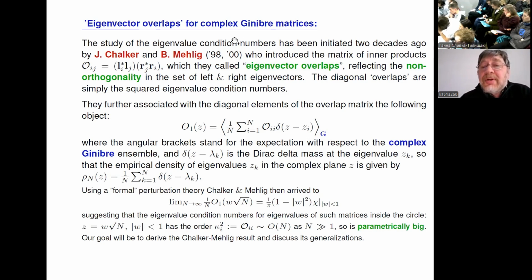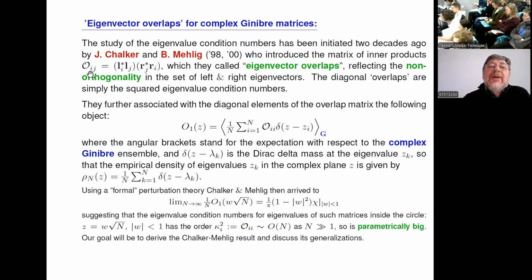The first people who studied them were in fact not mathematicians but, as frequently happens, interest arose in theoretical physics. John Chalker and Bernard Mehlig, motivated by some physical application, asked this question, and to a large extent set this field into motion.